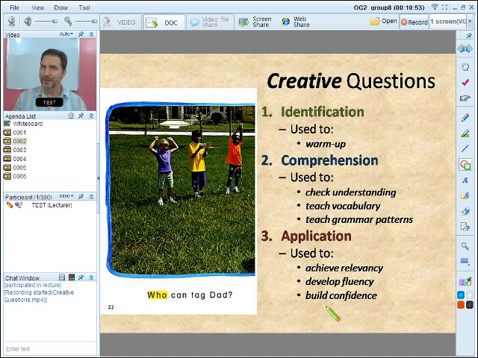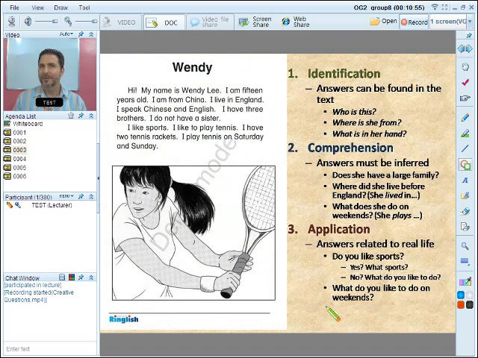Let's get into the meat and potatoes here. Now this is a kind of a basic lesson here, and the title here is Wendy, and you can see some information.